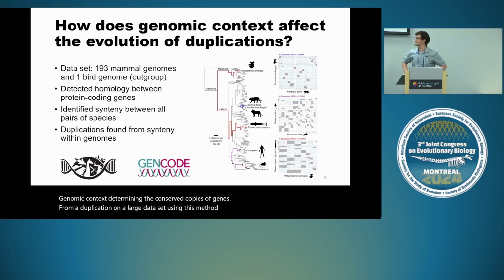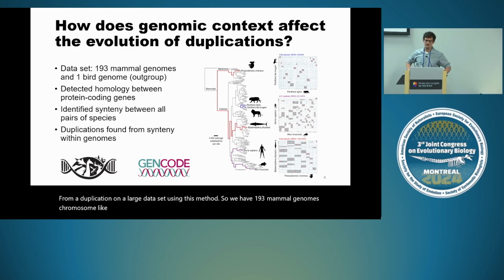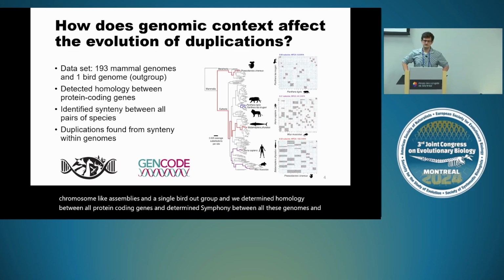So we have 193 mammal genomes, chromosome length assemblies, and a single bird outgroup. And we determined homology between all protein coding genes and determined synteny between all these genomes, and then also did self-comparison. So compared the genome with itself and looked for conserved gene order, which will tell us something about where large, multi-gene duplications are happening.